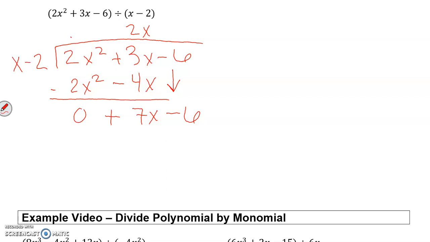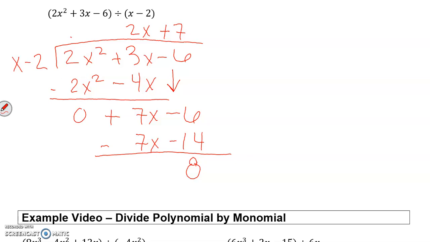I know that 7x divided by x is positive 7. So 7 times x is 7x. 7 times a negative 2 is negative 14. Now I'm going to do my subtraction. So negative 6 minus a negative 14. So negative 6 plus 14 is 8. And 7x minus 7x is 0. So I'm left here with that positive 8 value. So that is our remainder.